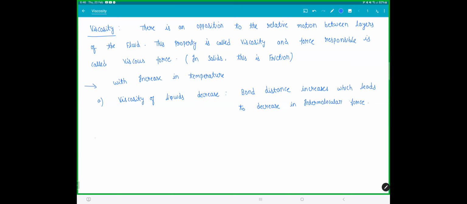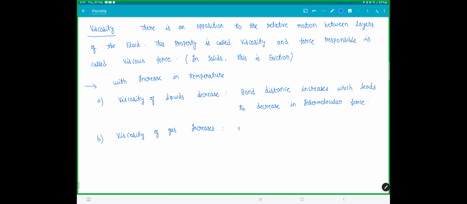So viscosity of liquids decreases with temperature. But if you take gases, it actually increases. So hot gas flows slower than a cold gas. Again, the reason: in the case of gas molecules, the molecules are already very far apart, so there is no molecular interaction between gases. The problem is the other way around.